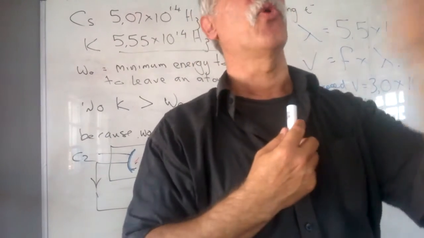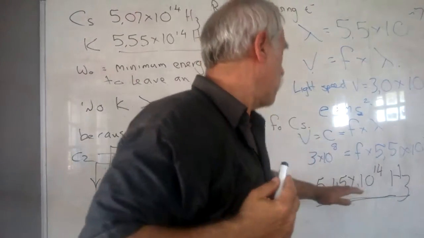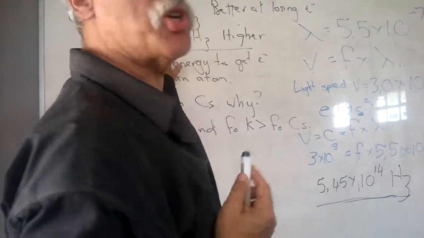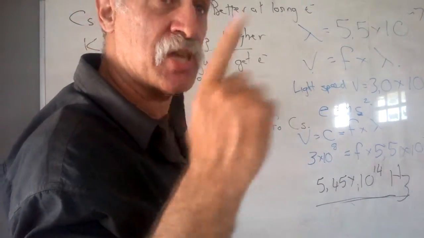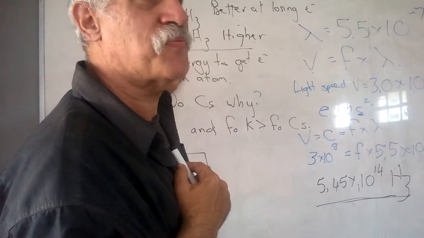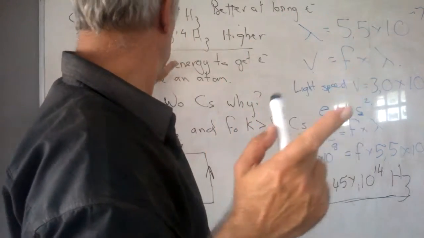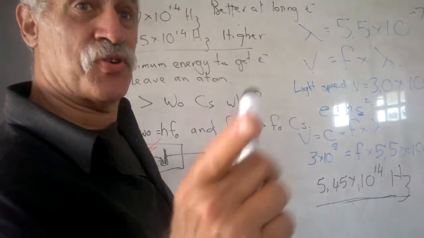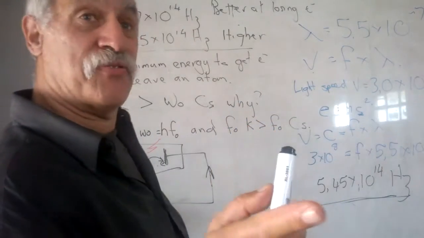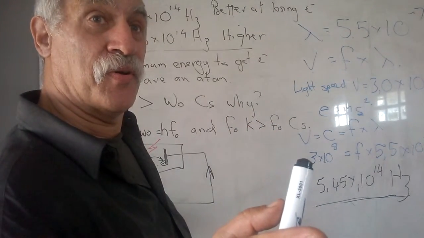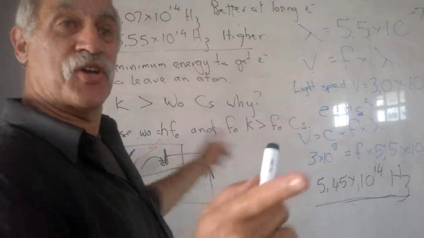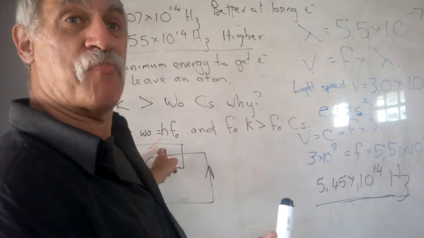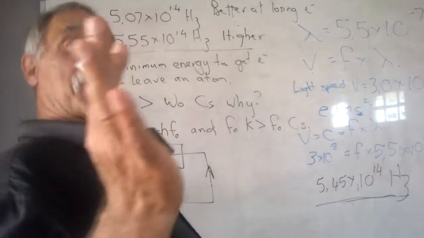What about potassium? Tatiana, will this exceed the threshold frequency of potassium? So will potassium get electrons knocked off? Will current flow? No, it can't complete the circuit because there's no electrons to jump the gap. Therefore, the ammeter stays dead.